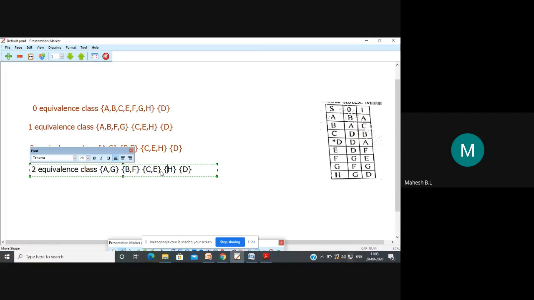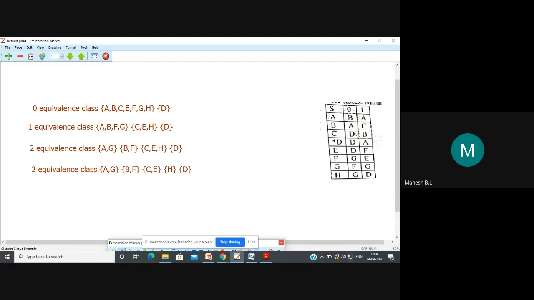Okay, H is in a separate class. Now again, consider AG. A is BA, G is FG. Okay, then B and F, AC, F is GE. Okay, then is it possible to partition C and D?